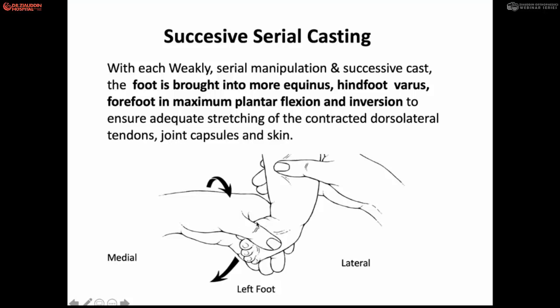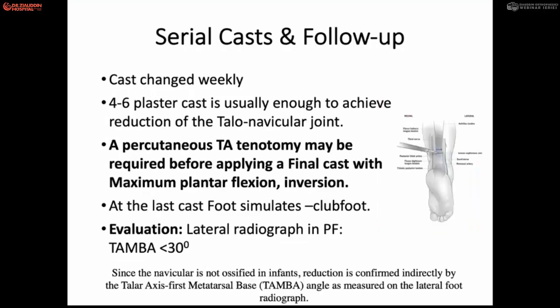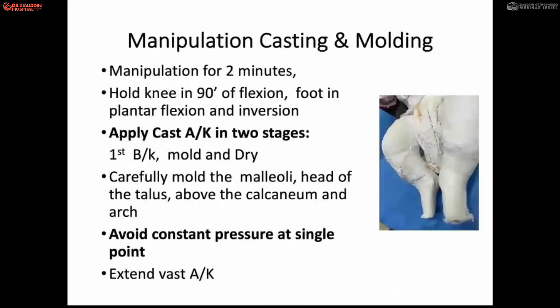You have to fix the talus on the medial side and stretch the dorsolateral structures by reverse Ponseti serial manipulation and casting. The cast is first applied below knee, as we already do, and here there is plantar flexion, and the arch is maintained by pressing over the head of the talus and stretching the lateral structures. First you keep the plaster below the knee joint, and later you extend the plaster above the knee joint to maintain the rotation of the foot in the normal position, in plantar flexion and inversion.